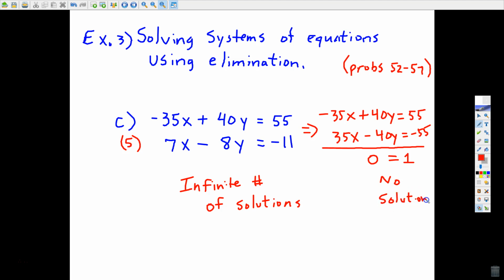Okay, so a true equation after variables cancel is interpreted as this. A false equation after variables cancel would be interpreted as this. So in this particular case, it's true. So we're going to say there's an infinite number of solutions.